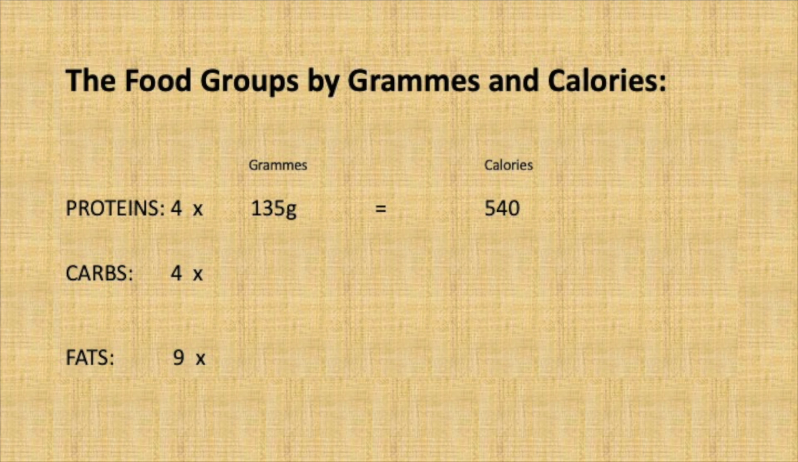Now, I've already calculated that I'm going to be eating 135 grams of protein a day, and I know that there are 4 calories per gram of protein. So my calculation is 135 grams multiplied by 4 equals 540. So of the total calories I'm going to eat in a day, 540 of those will be allocated to protein.